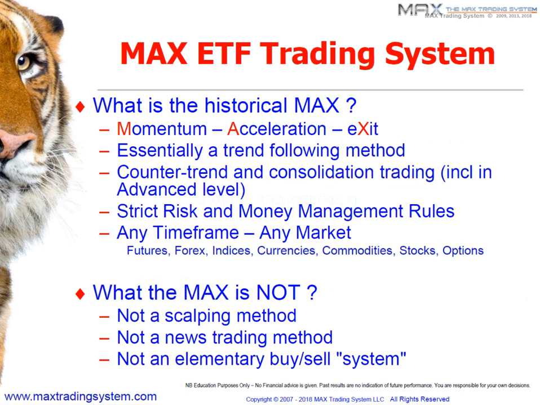And the MAX, to go a little more into the details, is an acronym which stands for Momentum, Acceleration, and Exit. The M stands for Momentum, and I should say more specifically Momentum and Volatility. We need to have enough momentum, not too much, and enough volatility, not too much, to have, in fact, a good trend starting or trade starting.